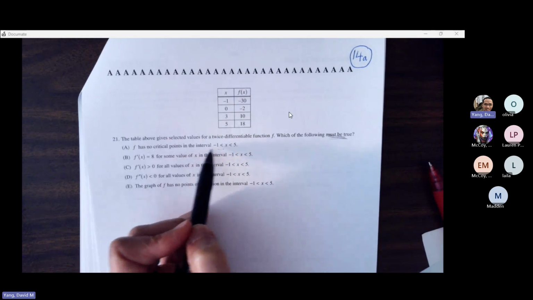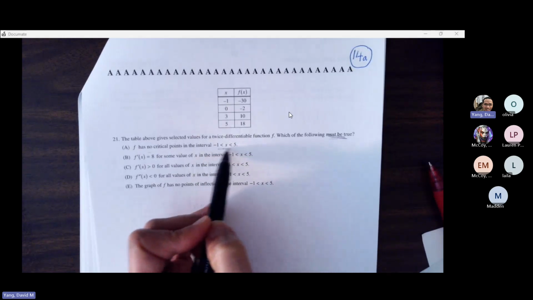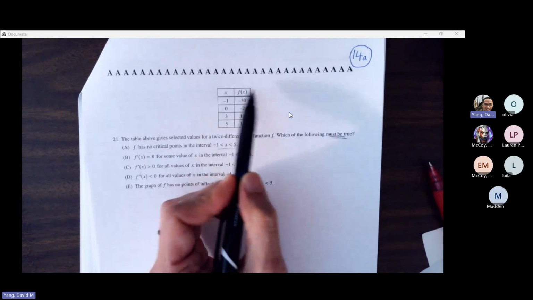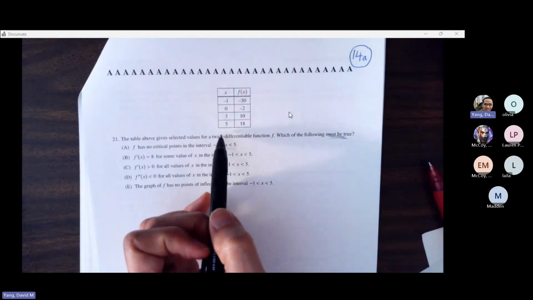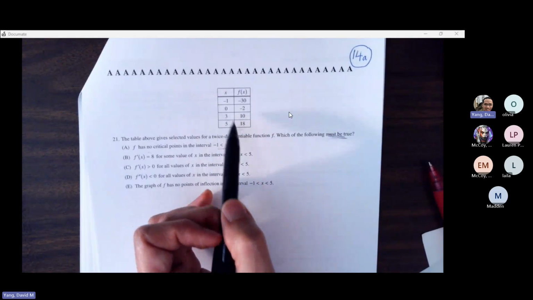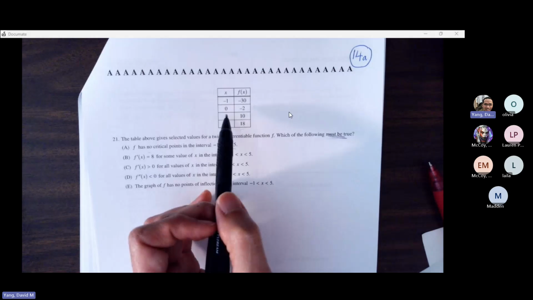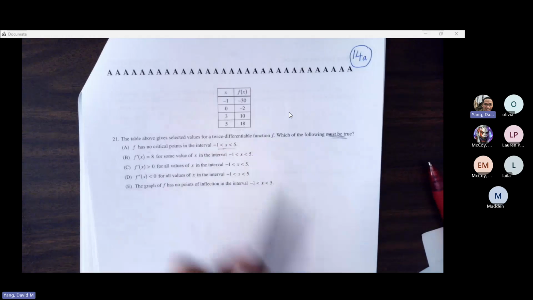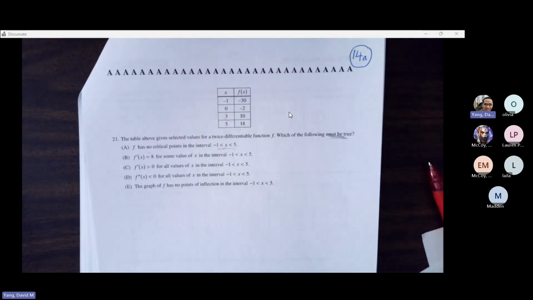it's definitely possible that there's a critical point from -1 to 5. We don't know. There's a lot of unknowns that we are unsure about with this graph, right? Here we can see that a critical point would be where the slope is either 0 or undefined, but that could happen. But it also is possible that it may not happen either.